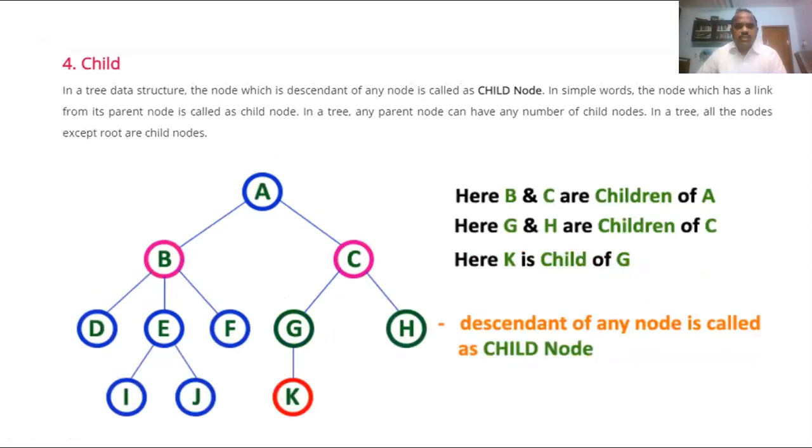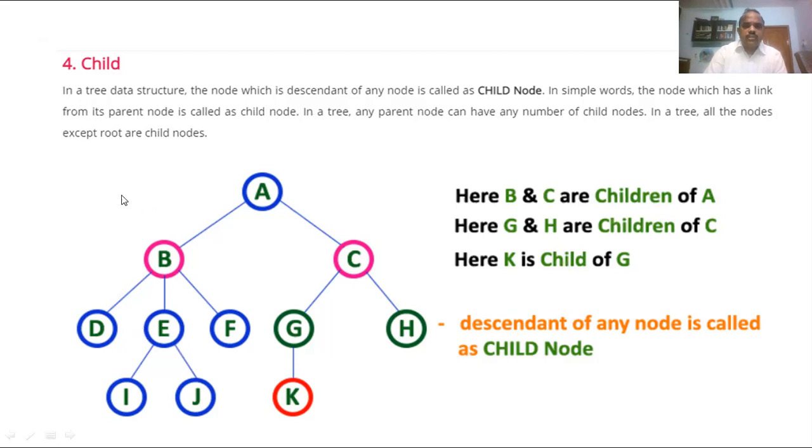So then the next one is child nodes. What are the child nodes? Here B and C are the children of A. Here G and H are the children of C. Then K is a child of G. Then D, E, F are the children of B. Then I and J are the children of E. Clear? These are the child nodes.